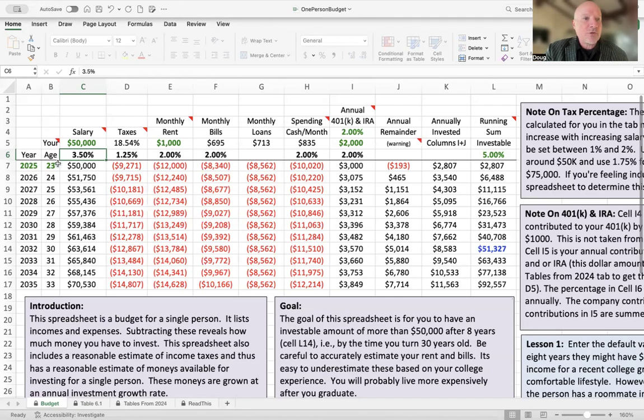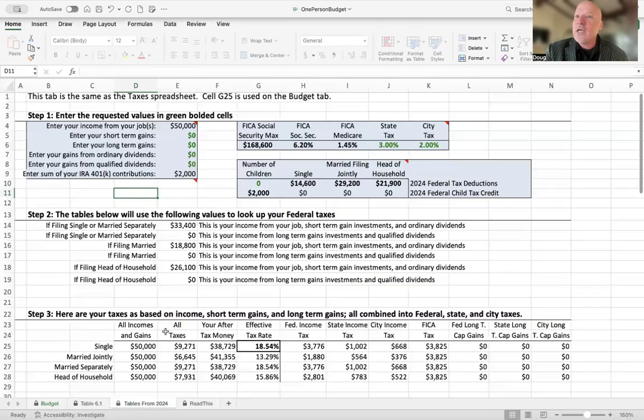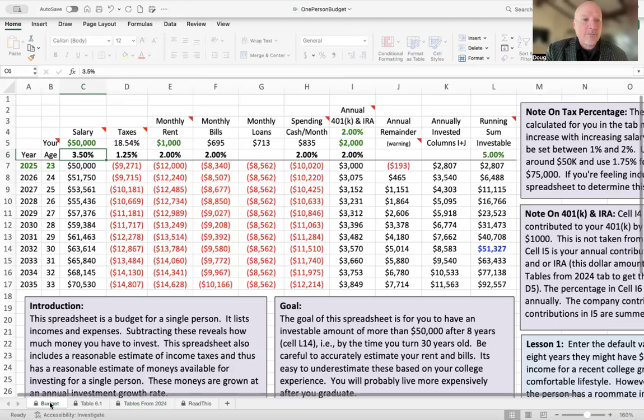You can set these two numbers right in through here to whatever's appropriate for your age and the year that you are in there. Now, the spreadsheet automatically calculates your taxes. You can go down here to this tab named Tables from 2024, and this is the familiar tax tables from Chapter 4. And it automatically enters into here your taxes and then calculates your effective tax rate. You probably won't have to adjust anything in this table unless perhaps you're living in a state that has no income tax or perhaps a city that has no income tax, and you can adjust those like we learned about in Chapter 4.